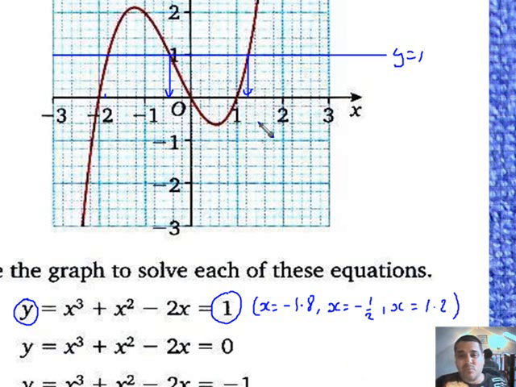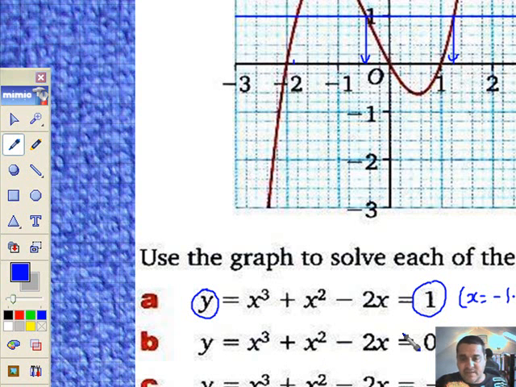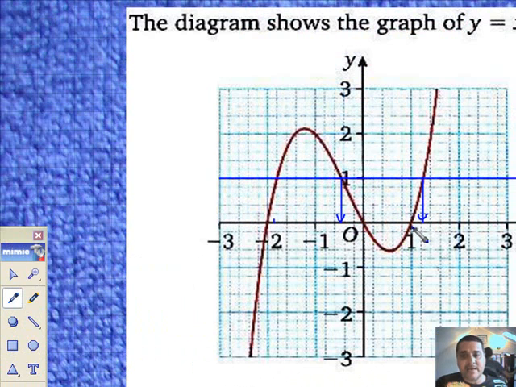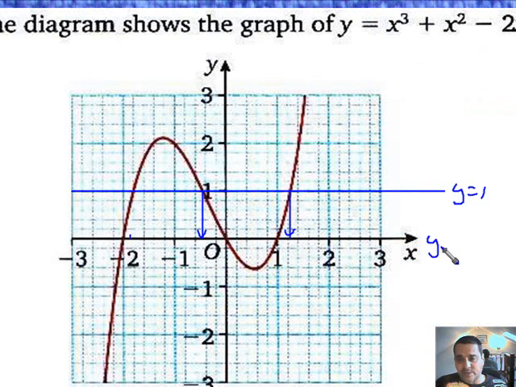I may need to, of course, rub all this out just to make space for this, but I think I'll be okay. And look at this one. y equals x cubed plus x squared minus 2x equals 0. In other words, I'm looking for where y equals 0 to make the two equations equivalent. Where are they equivalent? Well, they're equivalent here, here, and here. In other words, at these 3 points, the equation of this cubic graph is equivalent to the equation of the line y equals 0. And it's already drawn for us there as the x-axis, of course.